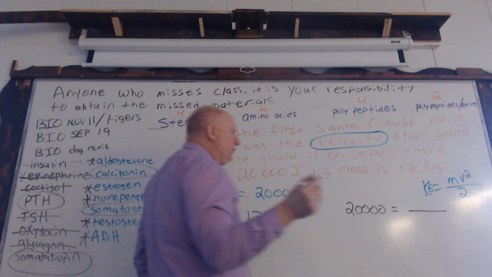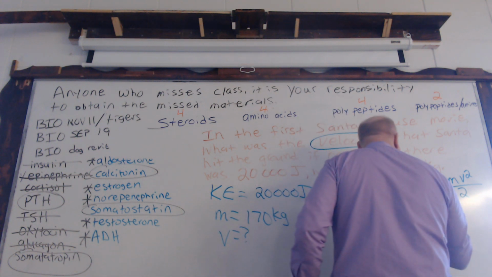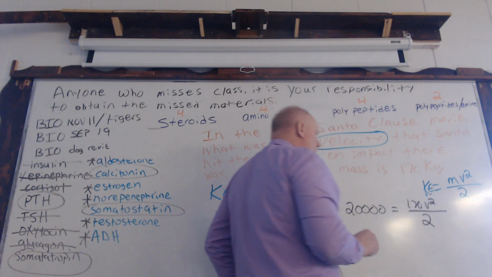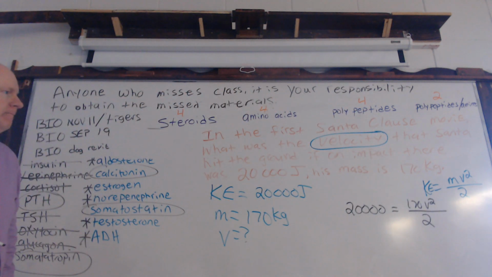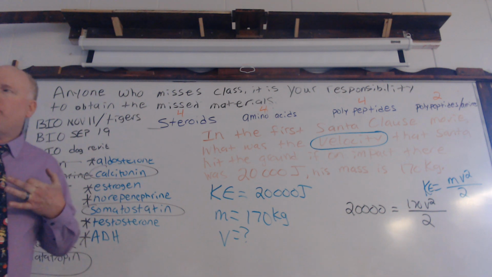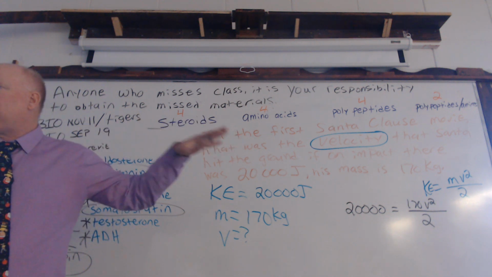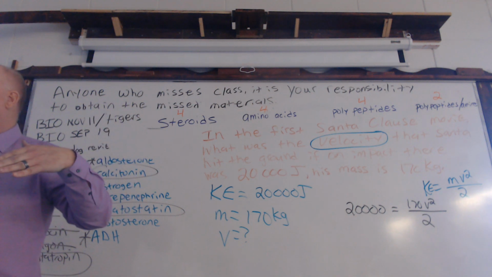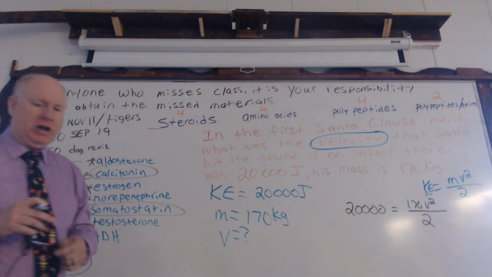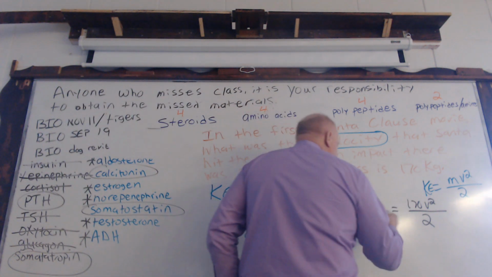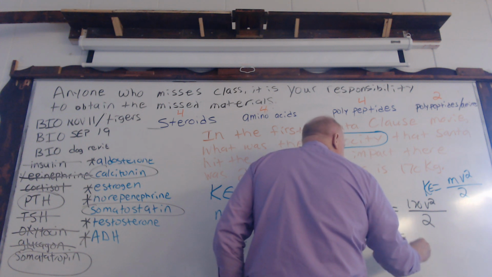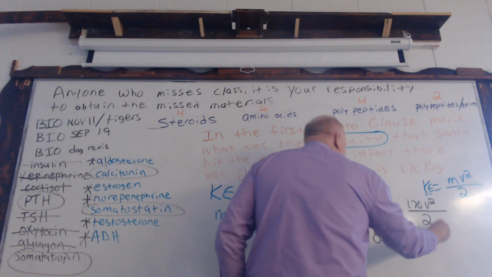Okay, we've got our mass, which was 170, v squared, because that's left over, and then divide by 2. Okay? So, my best advice, I would not divide that first. I would get rid of your fraction first. How can we do that? Cross multiply. So if we do that, 20,000 times 2 would give you 40,000 equals 170 v squared.